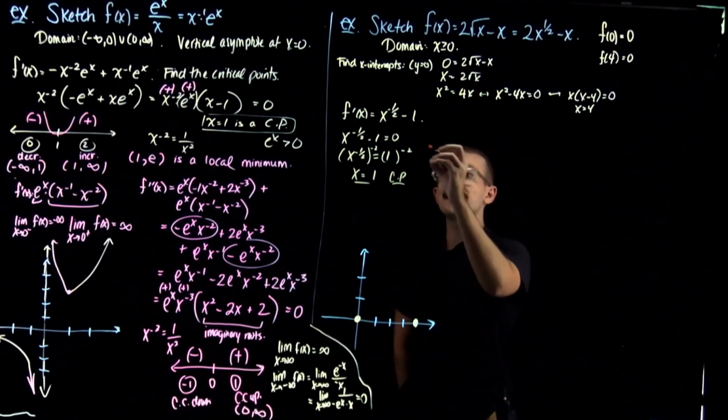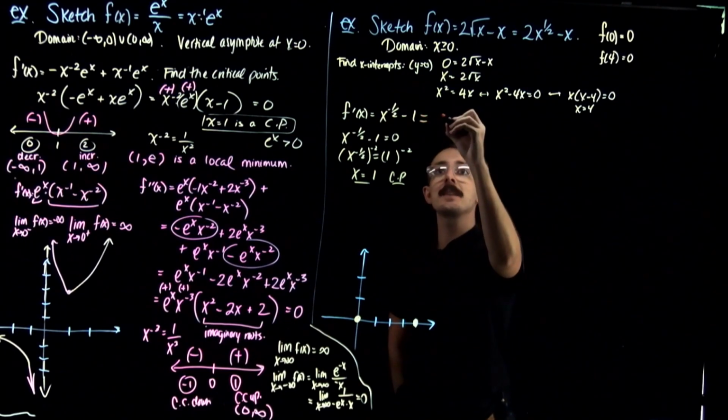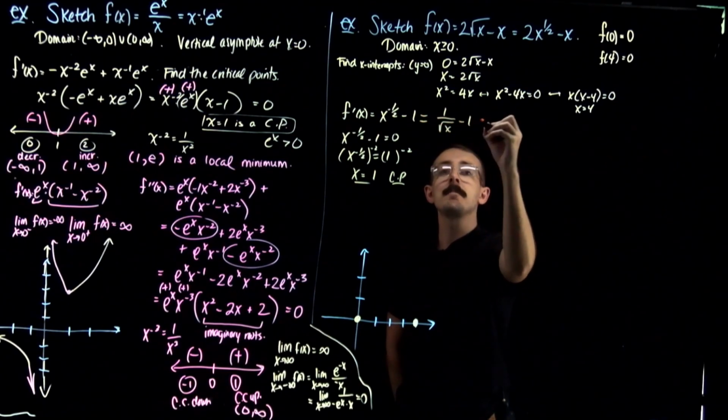Let's keep looking at this. So this first derivative is the same thing as 1 over the square root of x minus 1.